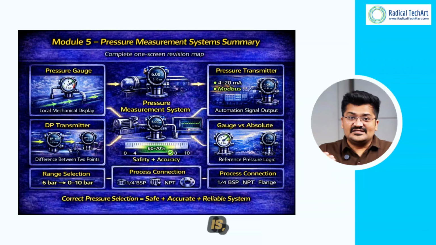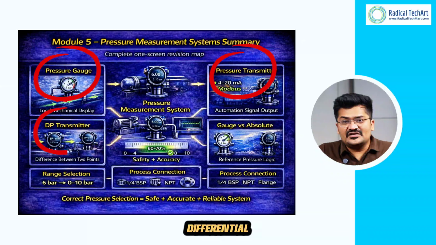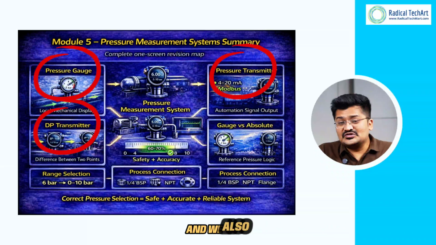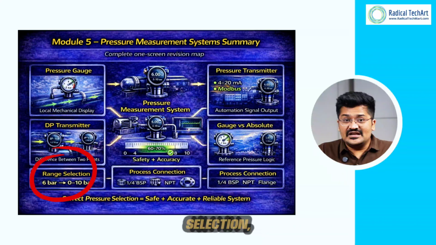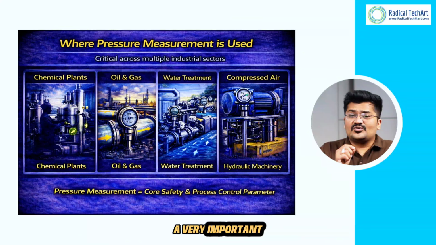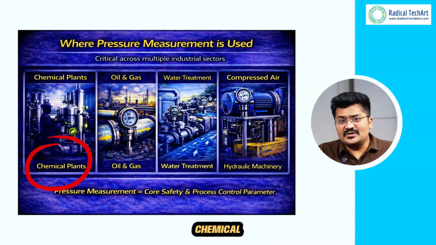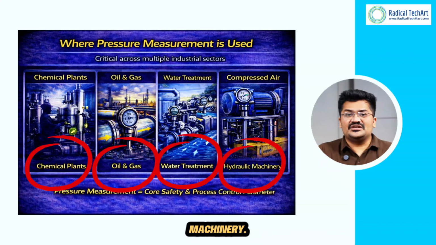In this module, we have learned what pressure measurement is, types of pressure instruments, pressure gauges, pressure transmitters, differential pressure transmitters, and we also discussed gauge pressure versus absolute pressure, pressure range selection, and process connections. Pressure instruments play a very important role in industries such as chemical plants, oil and gas, water treatment, compressed air systems, and hydraulic machinery. Understanding pressure measurement systems will help application engineers recommend the correct instrument for each application.